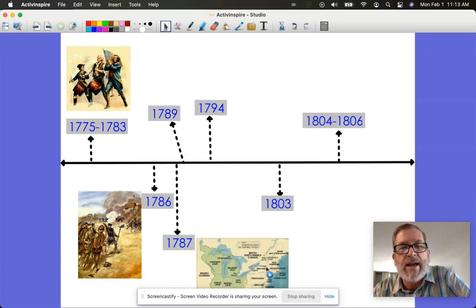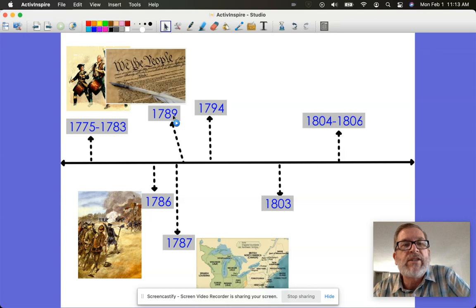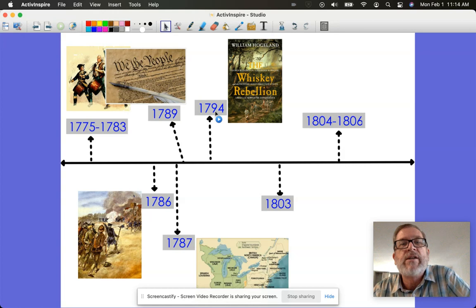1787, we have the Northwest Ordinance, which establishes the way that we're going to be dividing land up. 1789, we have the creation of the U.S. Constitution, which we've talked about. 1794, under Washington's presidency, the Whiskey Rebellion, right? We've talked about how he responds to that, how he uses the Constitution as a tool now to raise an army, to put down this rebellion, to really establish the United States as a country that has powers, that has the ability to respond to crises.